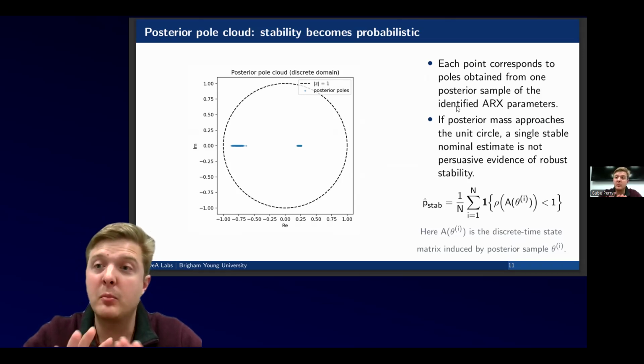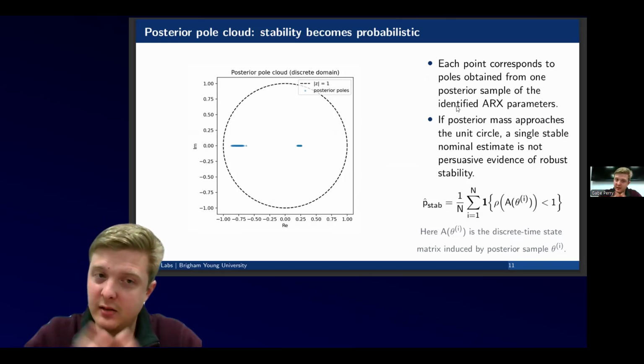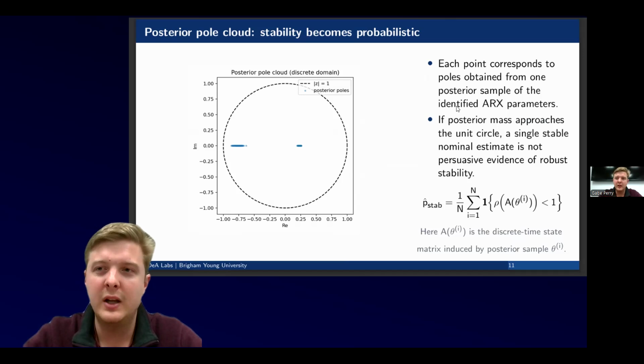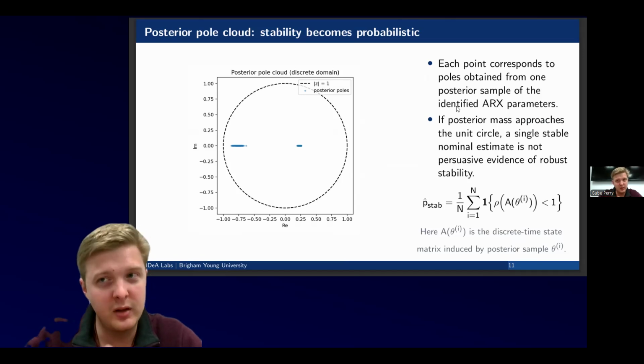But if there were some of these points outside, then we would be able to say, well, probabilistically, this percent of the points were outside of the circle. So there's this percent probability that the system might actually be unstable.